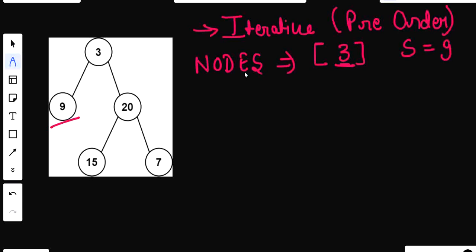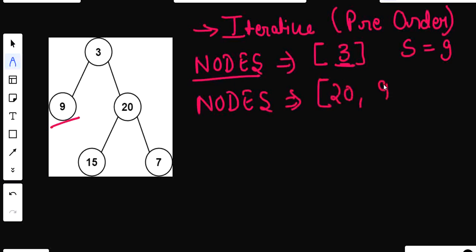Correct? And once I am done with this step, now just push the left and right child of this node in the stack. So now my node stack will become 20 and 9. Now I am saying again pop the node. So now I will pop this node. Is there any left child to it? There is no left child to it. So I will proceed and pop the next node from the stack.